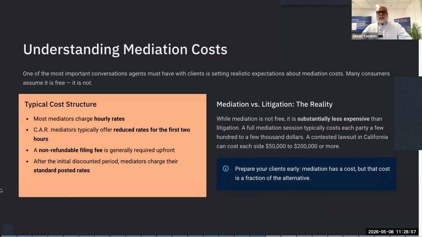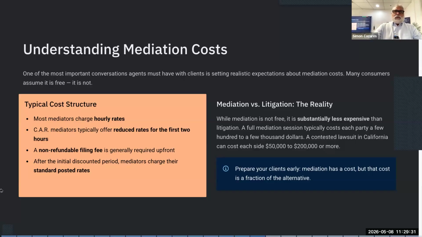So, understanding the mediation cost. One of the most important conversations agents must have with their clients is setting realistic expectations about mediation costs. Many consumers assume it's free. It's not free, folks. If someone is going to step in to help navigate this, they're going to want to be paid for their time to listen to the case and finalize a settlement or an agreement, right? No one works for free.